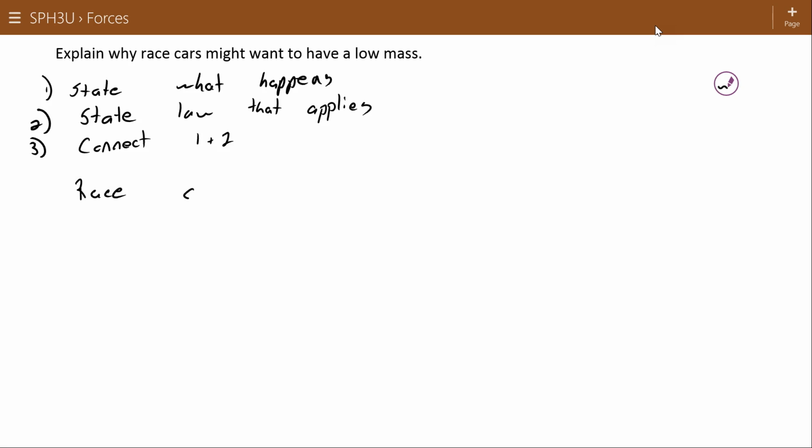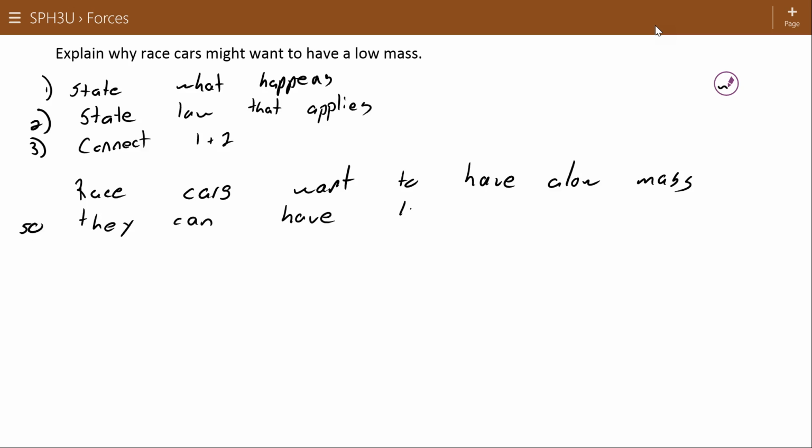Race cars want to have a low mass so they can have large accelerations. So that's a basic statement of what's going on there. Now what law applies here? Newton's second law.